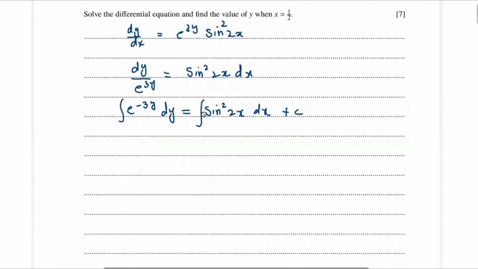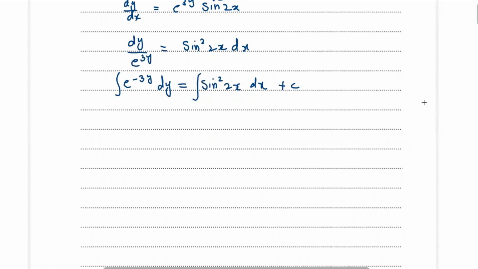Therefore after integration on both sides, the equation becomes, you see here, the integration of e power minus 3y, by the integral of e power ax, you know this will be equal to e power ax over a. Now we write it as e power minus 3y over minus 3, equal to the integral of sine square 2x dx. We cannot integrate this directly. We convert this sine square 2x into this form: you see here, 2 sine square x equals 1 minus cos 2x.